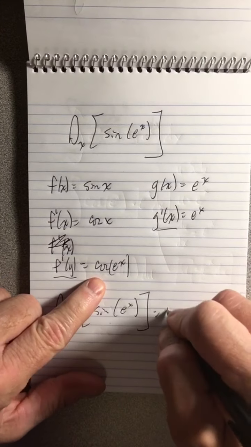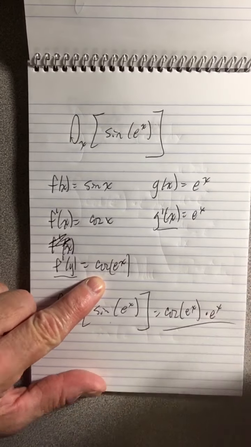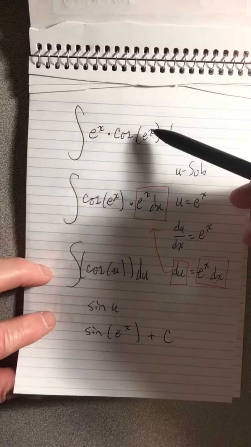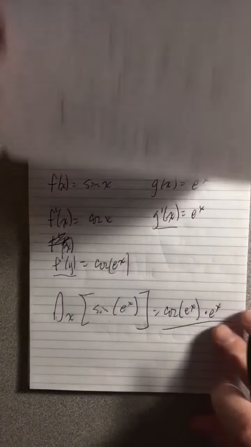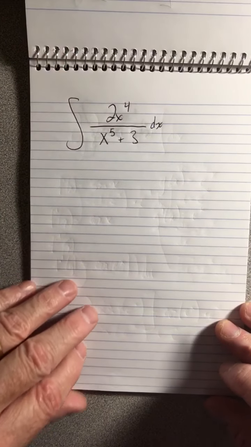So I take this cos of e to the x and multiply by e to the x, and yes, that was our integrand. See, e to the x times cos of e to the x right there. So check, that works. And that's how you check your work. Just take the derivative, see if you get your antiderivative.